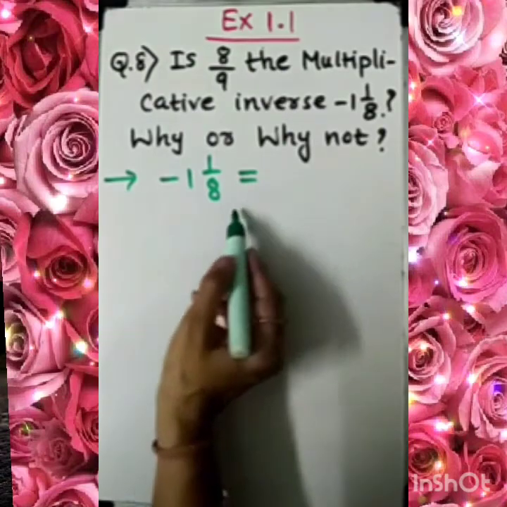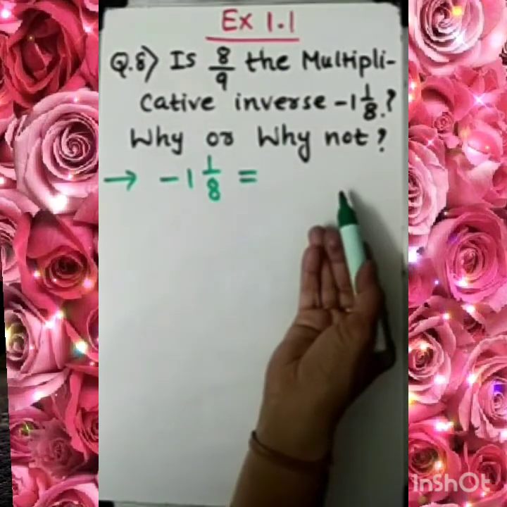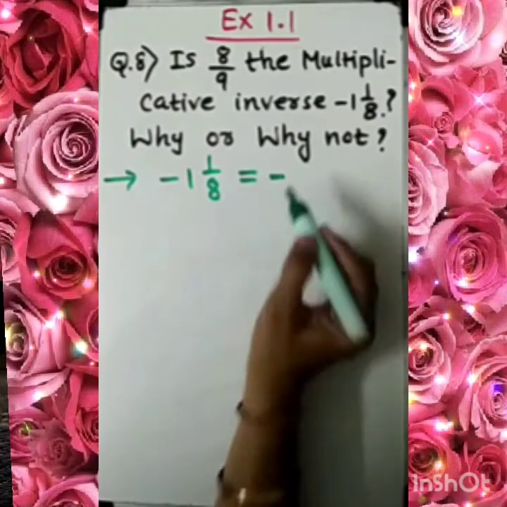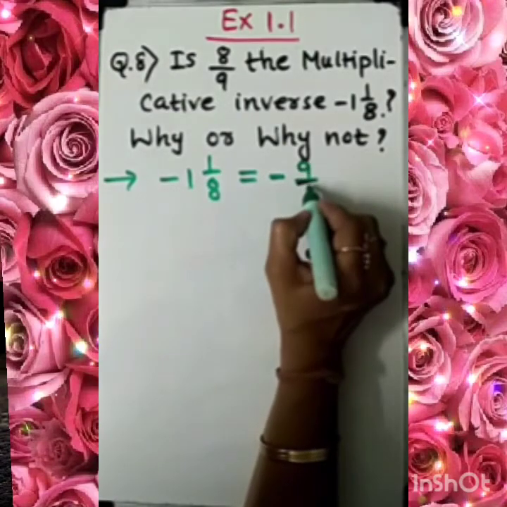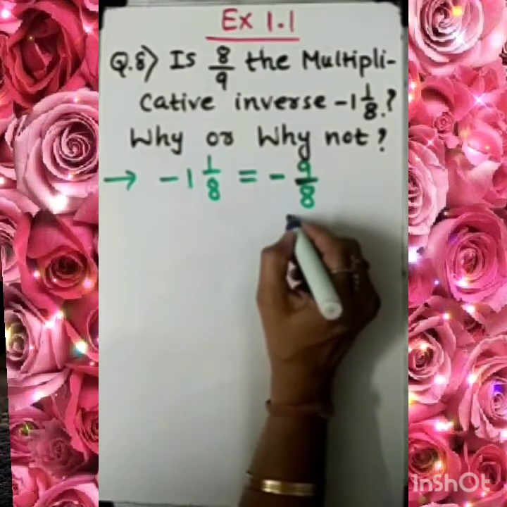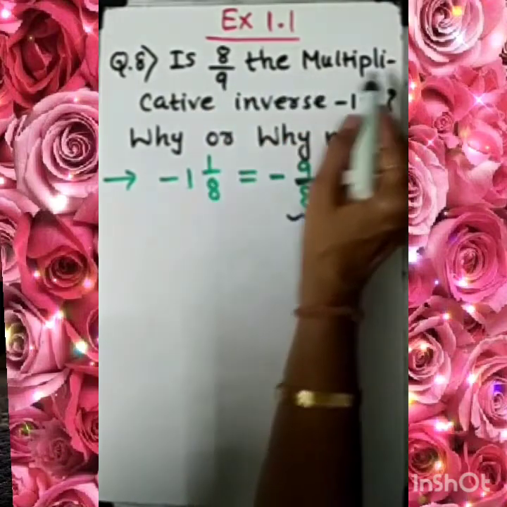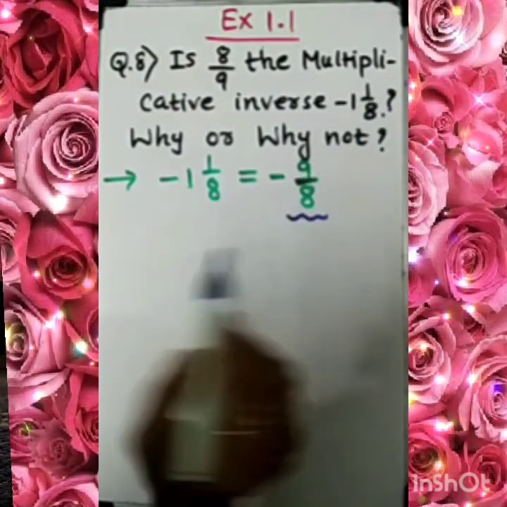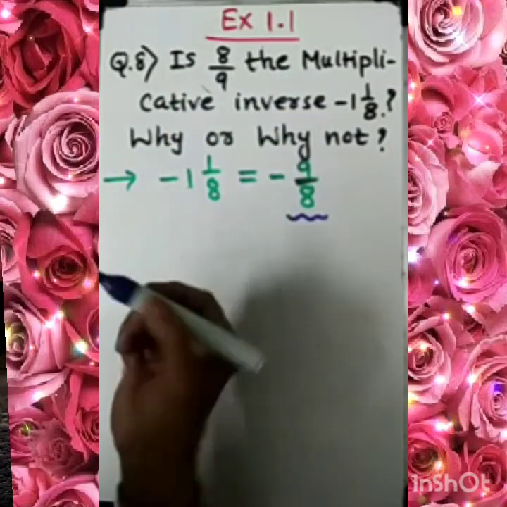If I ask you to simplify it, to convert this number from mixed fraction to improper fraction, then minus will remain same. 8 1 ja 8, 8 plus 1, that is 9 by 8. So our number will become minus 9 by 8. This is the number. Now think about the multiplicative inverse of this number. Okay, so let's move with that. 8 by 9, the multiplicative inverse of this number, here it is, they are saying. So what will be the multiplicative inverse of 8 by 9?